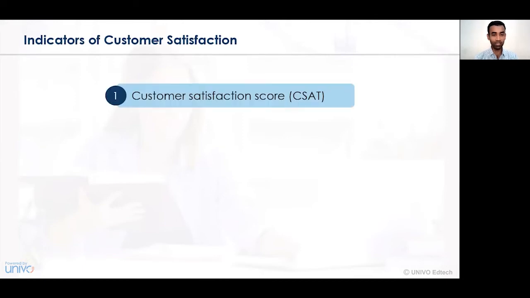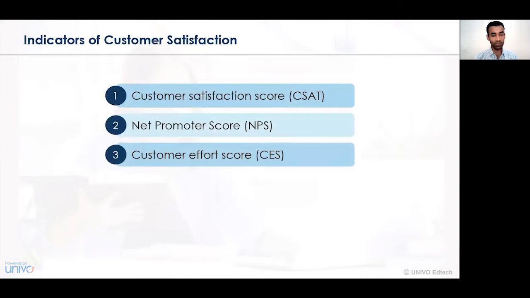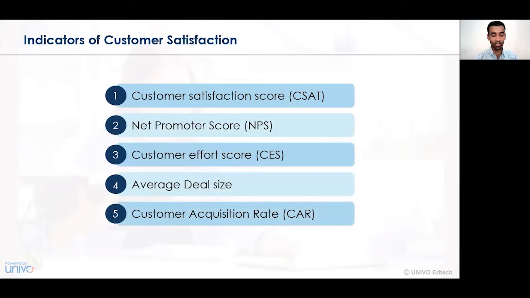Now let us understand what the various indicators of customer satisfaction are. The various indicators are: number one, the CSAT, that is the customer satisfaction score. Number two is the net promoter score. Number three is the customer effort score. Number four is the average deal size. And number five is the customer acquisition rate, that is CAR. So these are the various indicators based on which customer satisfaction can be calculated.